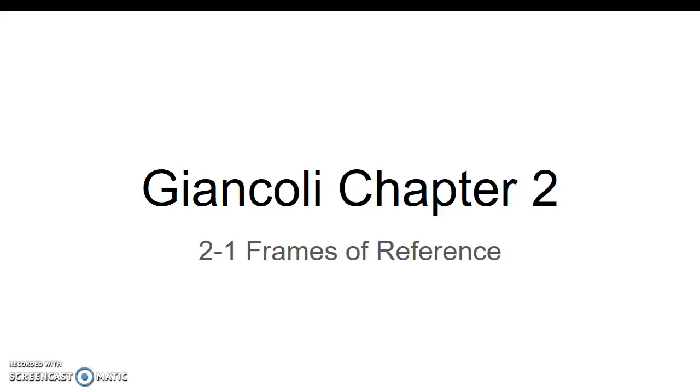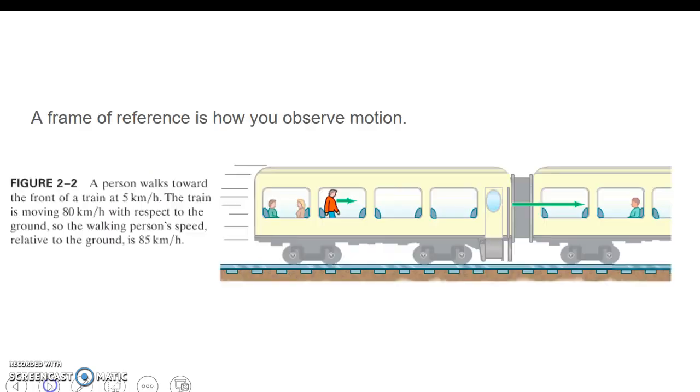Okay, dual credit video, chapter 2, part 1, frames of reference. So, frame of reference is just how motion is observed. And an example of this was given in your text, which is pretty good.